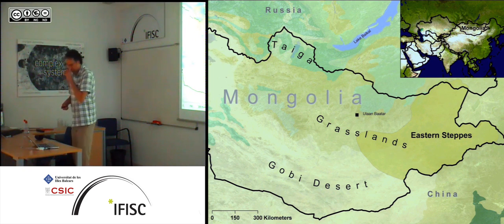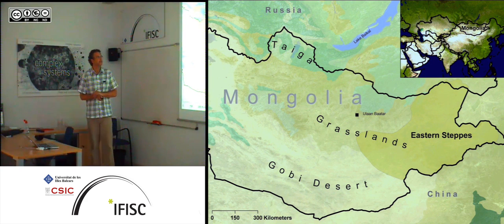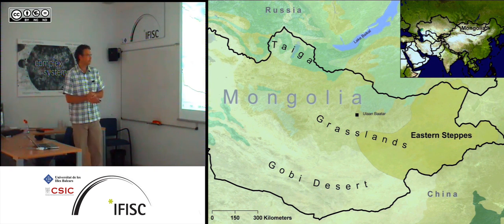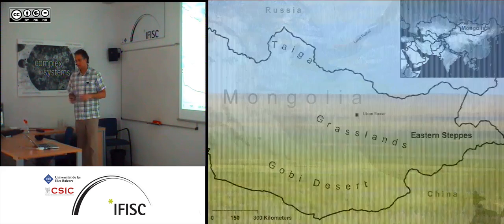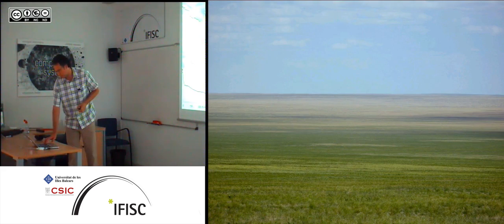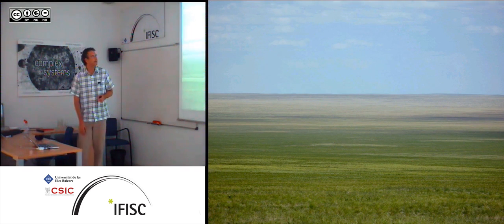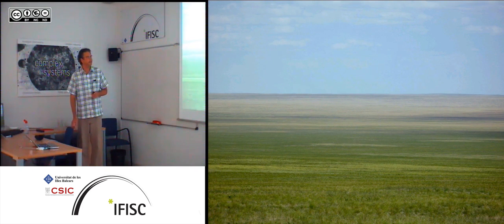Okay, I'm going to introduce the gazelle now. So we are in Asia, near China and Russia. The eastern steppes of Mongolia is this shaded region here. This is often referred to as the world's largest remaining grassland. Note the scale here, hundreds of kilometers. It's a huge area of essentially not quite flat, but slowly rolling hills. It looks like that. It's just vast.